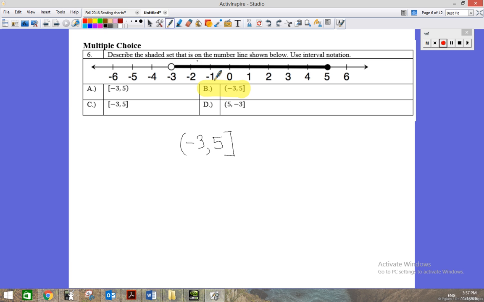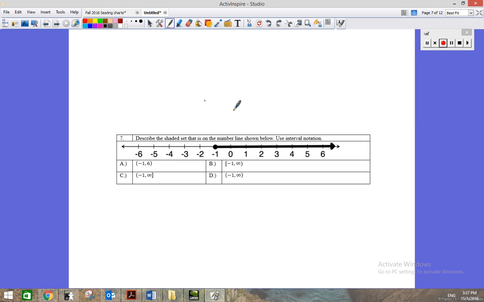No way would you ever convince me to choose D, because that's a larger value, comma, a smaller value. It always goes smaller value, comma, larger value. So there's no way that it could have been D. All right, so let's move on.